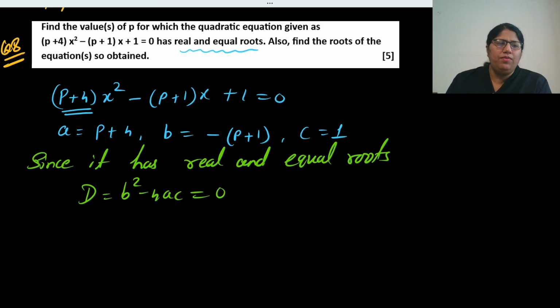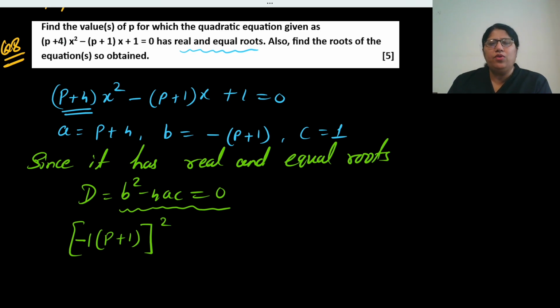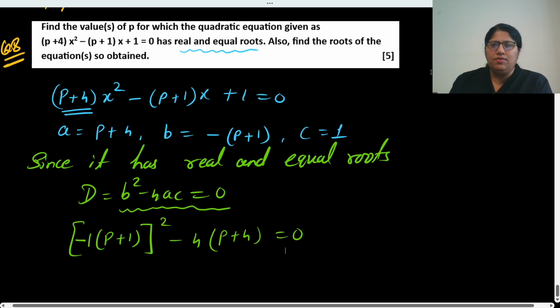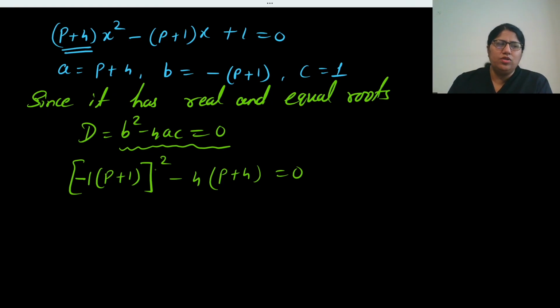That means you need to frame the equation using this. So what is your b? Minus, please do not open the bracket, because when you take the whole square, this is nothing but minus 1 whole square, it will become positive. Minus 4 times c, which is 1 only, so it's only p plus 4, is equal to 0. Right, now simplify the bracket. Minus 1 whole square is positive 1, so it will be p plus 1 whole square only, minus 4p minus 16 is equal to 0.